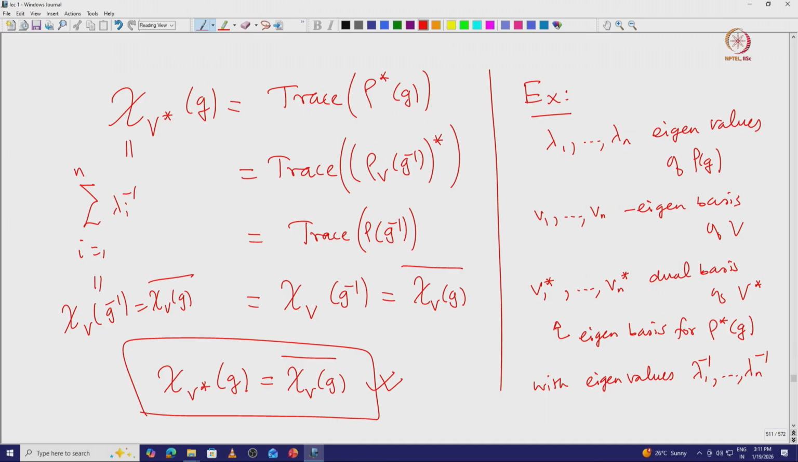Okay, so I will stop here with this identity. Maybe in the next class we will see how to prove the orthogonality of characters, again using these tensor products and dual representations.